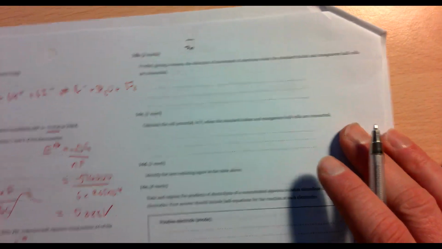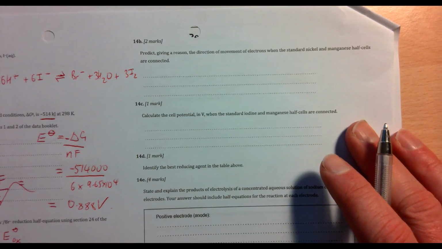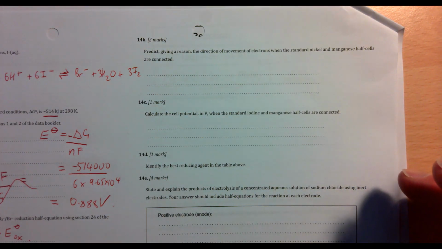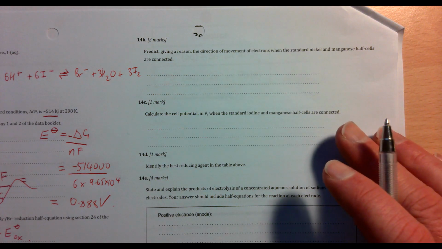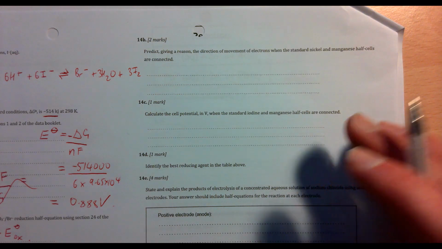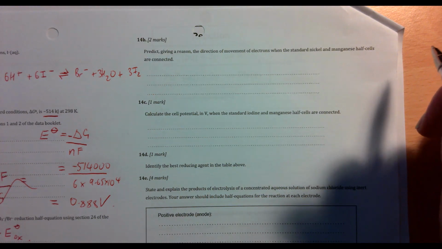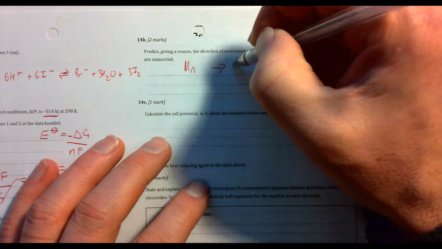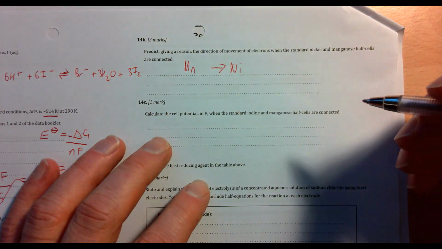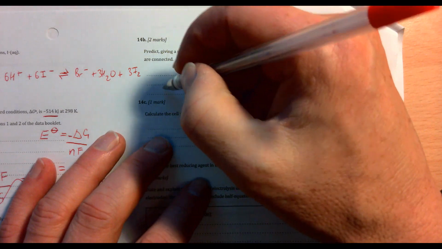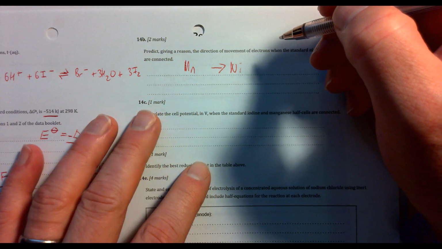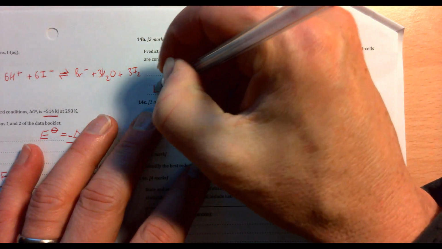Right, so then you have to predict, giving a reason, the direction of movement of electrons when you combine nickel and manganese half cells. And I think it was about 50-50 what was happening there. So the answer is the electrons go from Mn to the nickel half cell. We'll look at the numbers in a second, and I'm going to give you what it says in the mark scheme to start with. So you needed to be really precise with your answer here to get the second mark. Okay, this is the sort of thing we need to practice, I think.